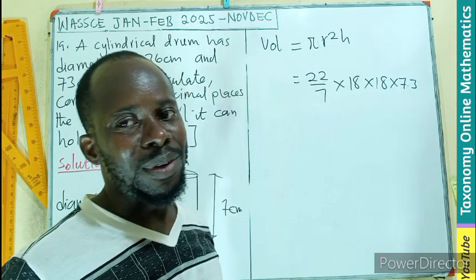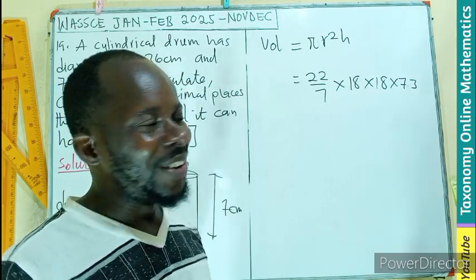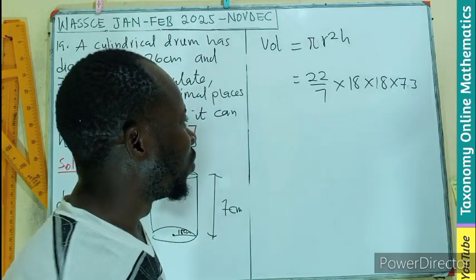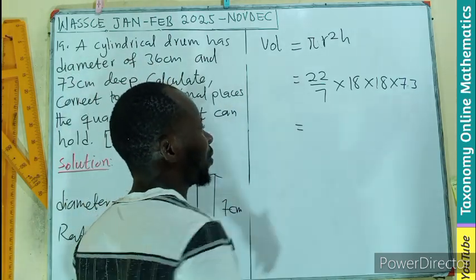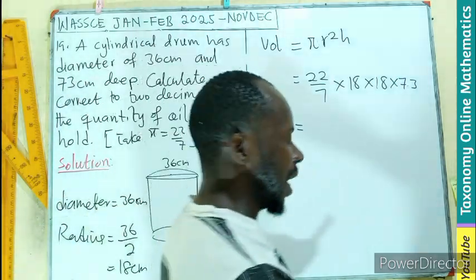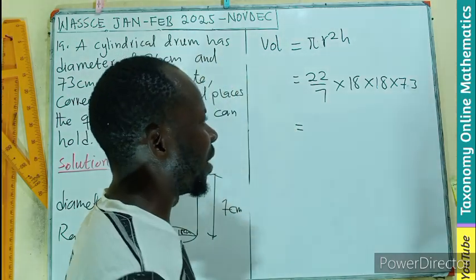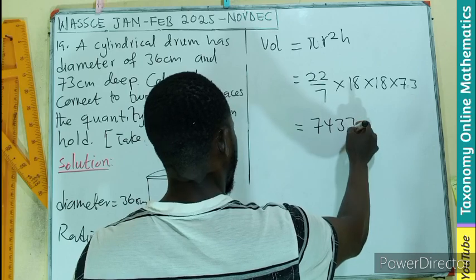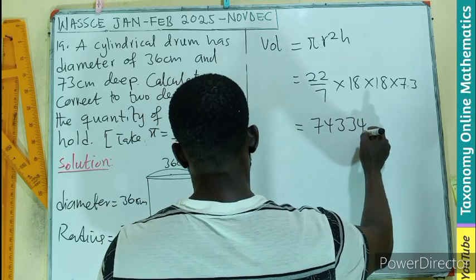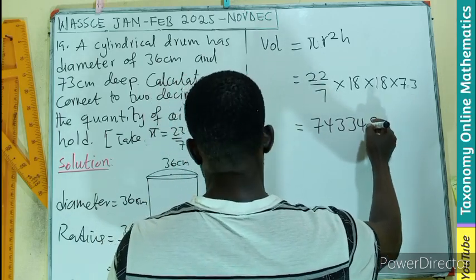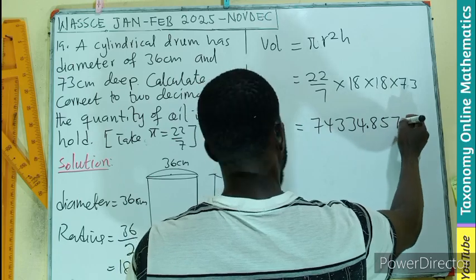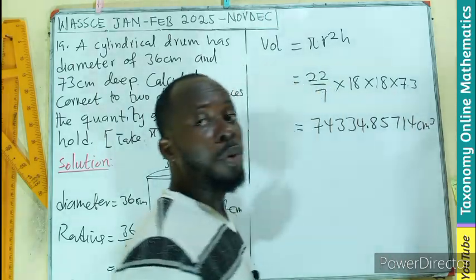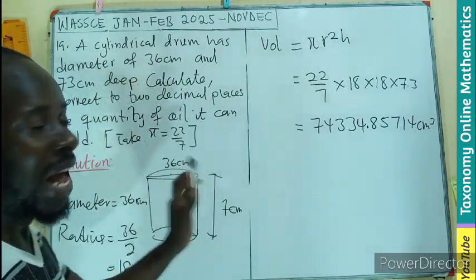So centimeter cube. You can see my breath is not that good, but let's hold on like that. So we are going to multiply all together because of time, and check that on our calculator. If you multiply all divided by 7, you should be having 7433.85714. That will be in centimeter cube. Alright, now this is the answer.